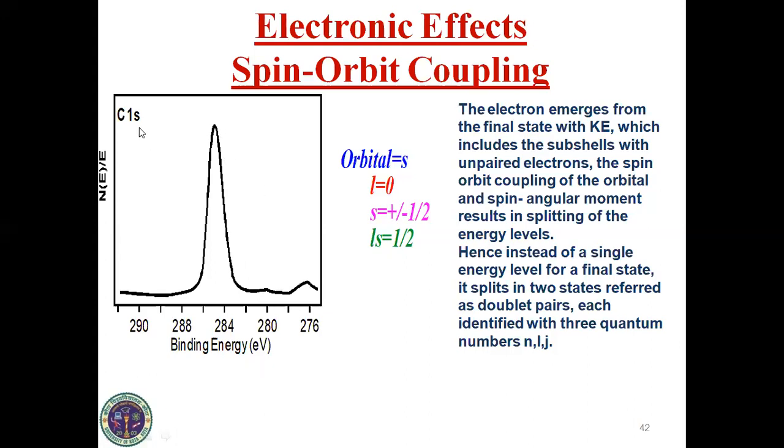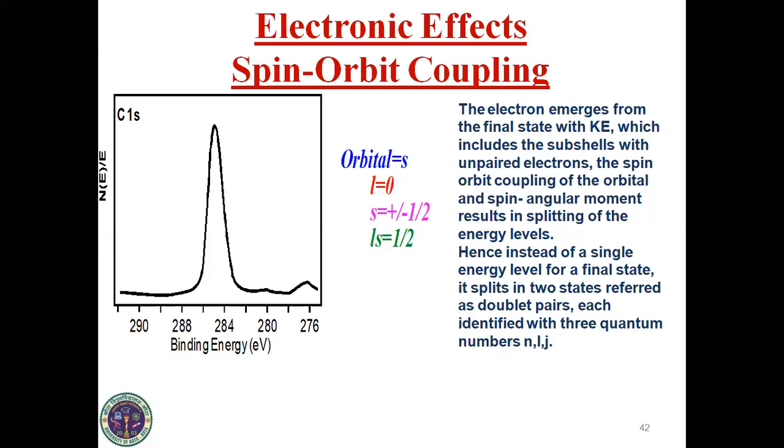So carbon 1s shows no splitting because of the spin orbit coupling. That's why it is always selected as the reference for energy referencing. Hence, a single energy level for a final state can split into two or more states, referred to as doublet pairs, each identified with three quantum numbers n, l, and j. So here we can see only one peak for the L equal to 0 condition because we are looking at the carbon 1s spectra.